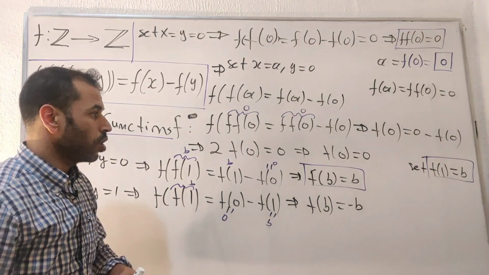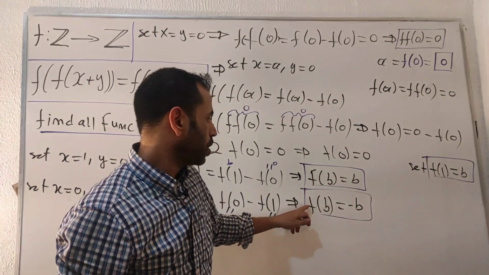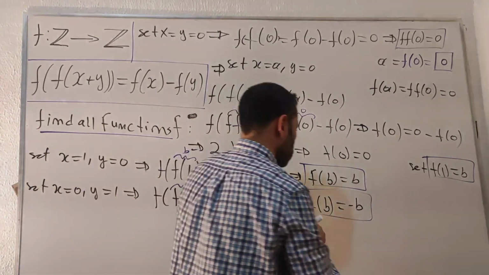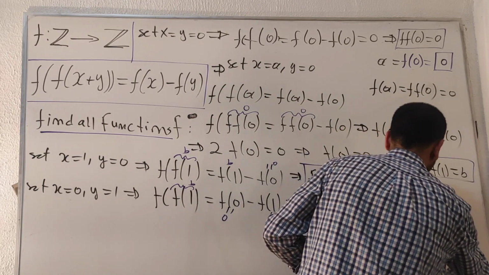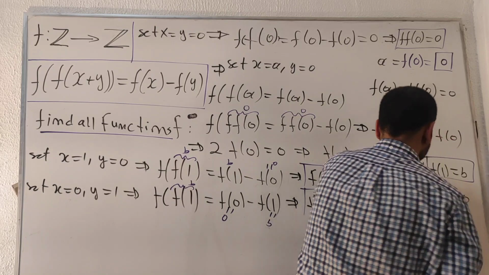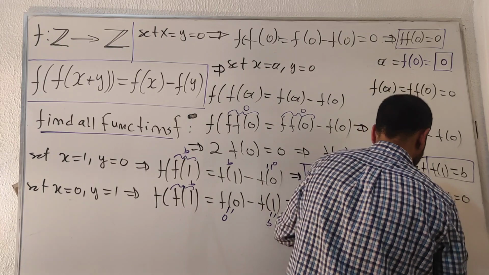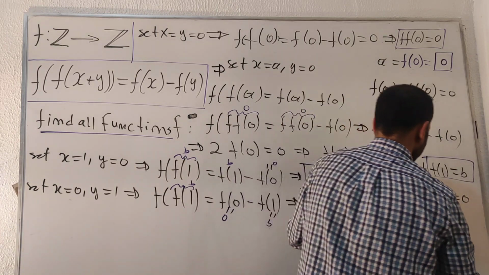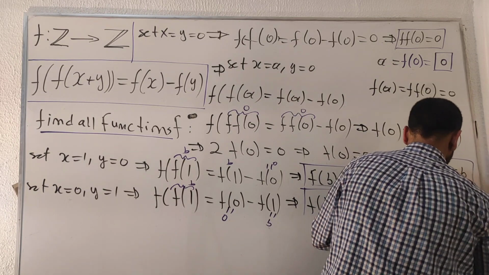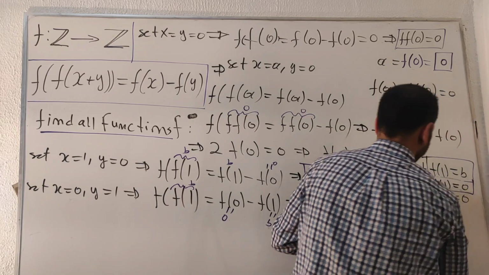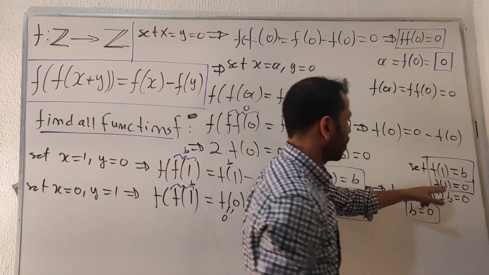Here we have two things: f of b equals b, and f of b equals minus b. This implies b equals minus b. In other words, 2b equals 0, because I'm taking minus b to the left. So finally b equals 0. So I found b equals 0. Thus f of 1 equals 0. And I found two things: f of 0 equals 0 and f of 1 equals 0.